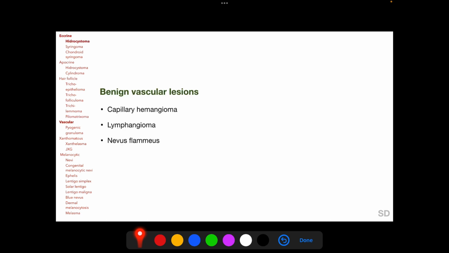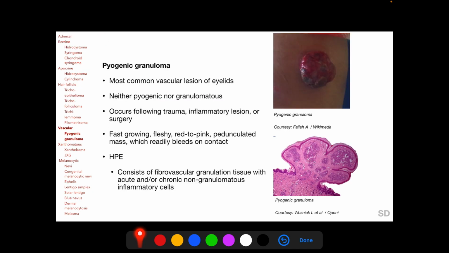syndrome. Among benign tumors of vascular origin, we have discussed capillary hemangioma, lymphangioma, and nevus flammeus in the session on orbital tumors of vascular origin. And here we are going to discuss pyogenic granuloma only.